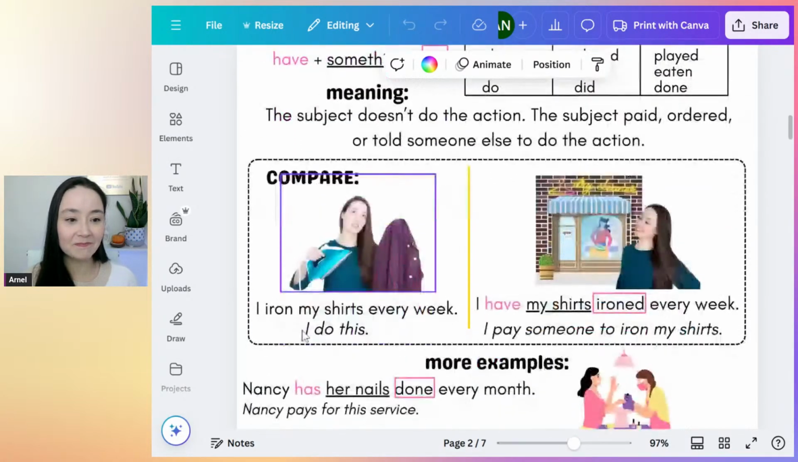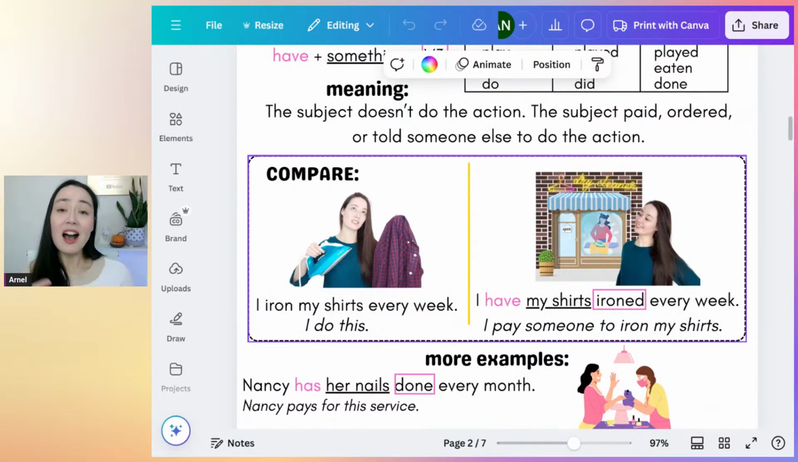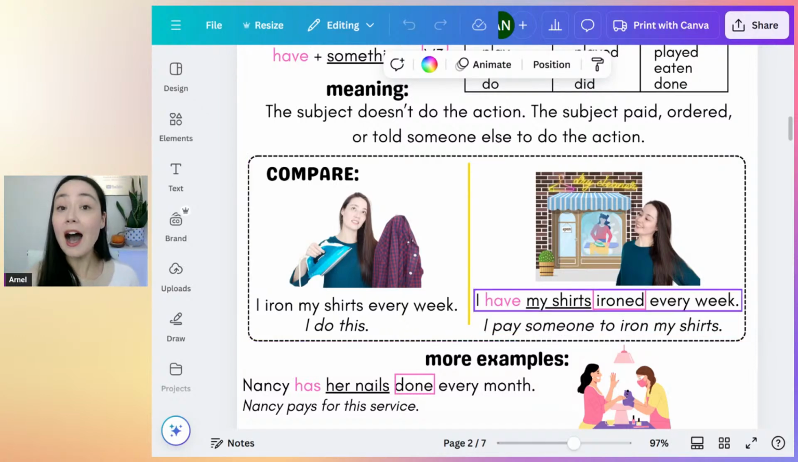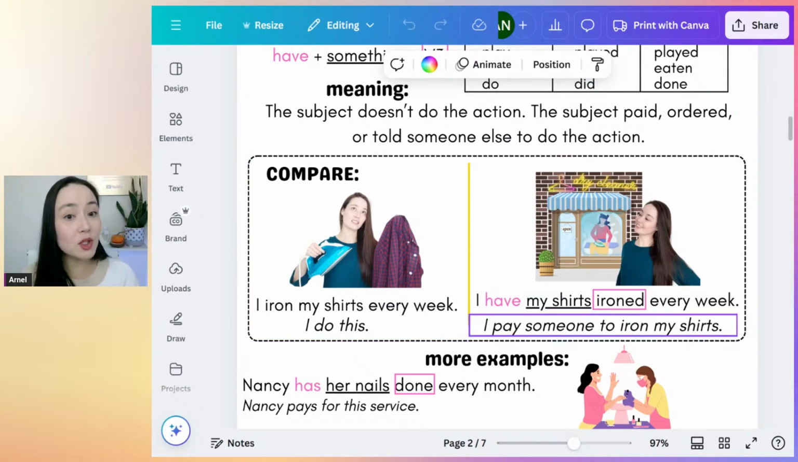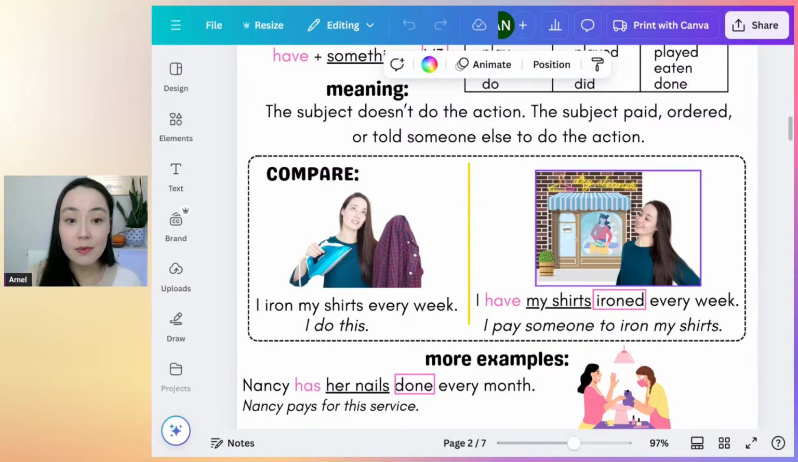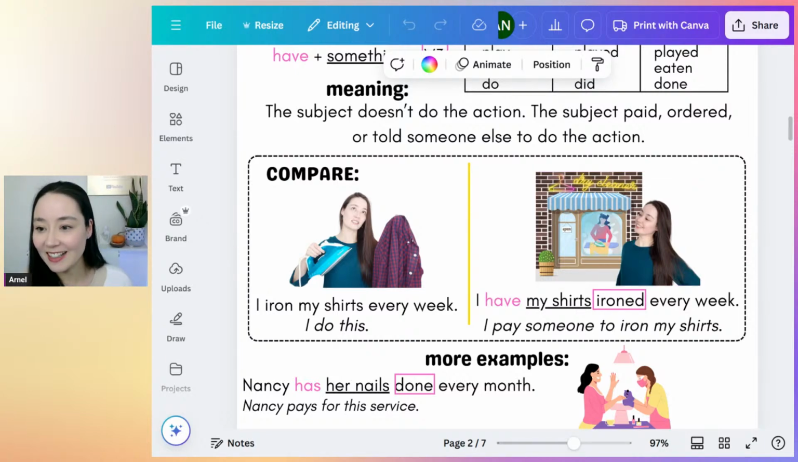Let's compare. First picture. I iron my shirts every week. This is kind of a normal sentence. This means I do the ironing. Now let's look at that causative structure. I have my shirts ironed every week. Just by changing the structure, the definition completely changes. This means I pay someone to iron my shirts. Look at the pictures. In the first, I'm doing the ironing. In the second, someone else is doing the ironing. Good.